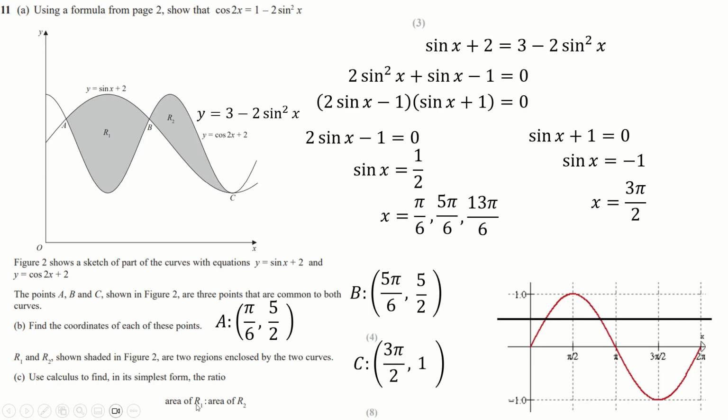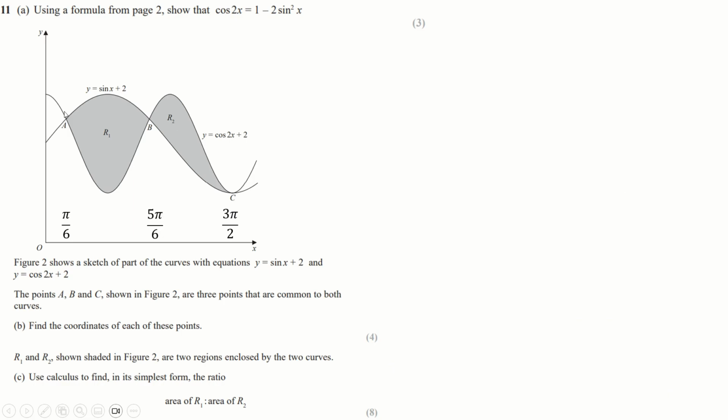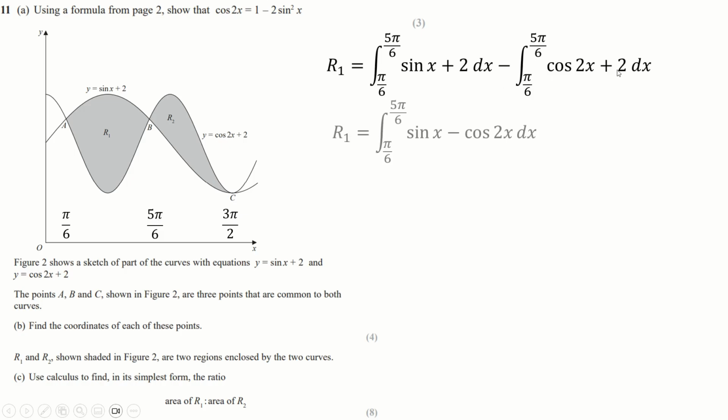Now it says use calculus to find the ratio from area of R1 to R2. Now R1, these by the way, sorry, are just the x coordinates of those 3 points there. R1 is just the integral of this curve between here and here, minus the integral of this curve between the same 2 coordinates, so it's just that. We can group these together if we've got the same bounds. 2 minus 2 goes away, which is nice.